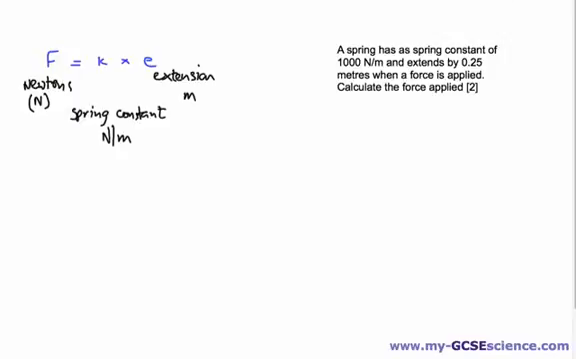First one is: a spring has a spring constant of 1000 newtons per meter and extends by 0.25 meters when a force is applied. Calculate the force applied. Okay, so all we do is plug our numbers into our formula. So it says here a spring constant of 1000. Force is what we're trying to find. F equals 1000 times the extension, 0.25 meters. And if you just put it into a calculator, that is 250 newtons of force. So the force is 250 newtons.